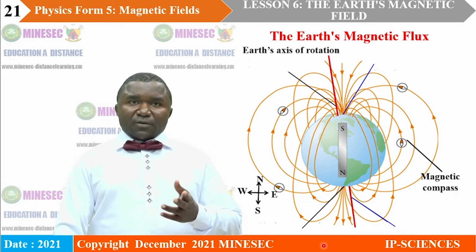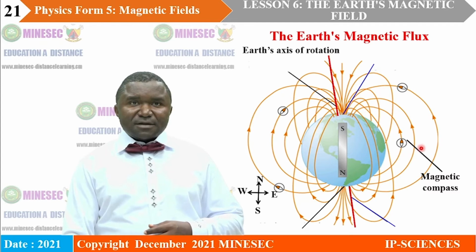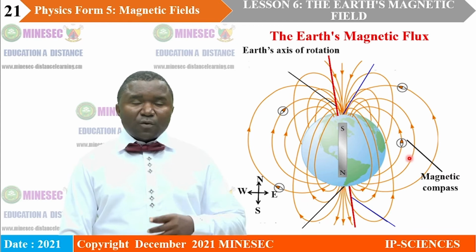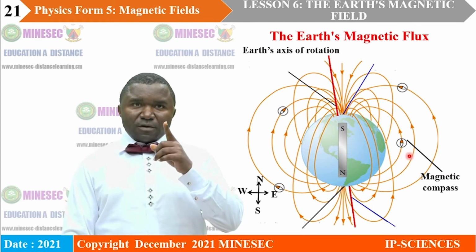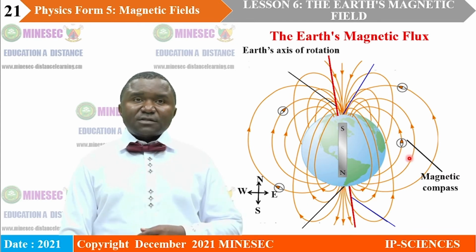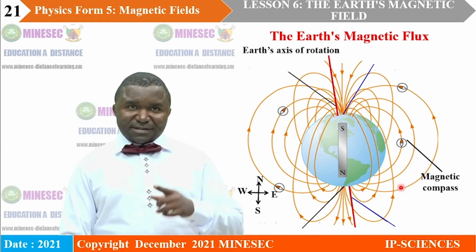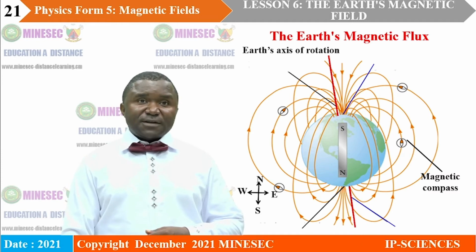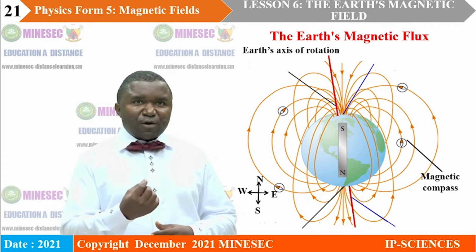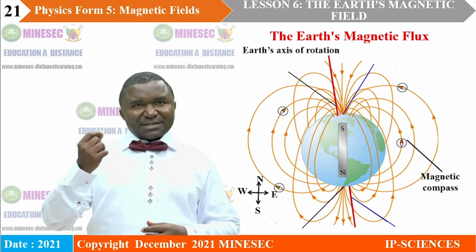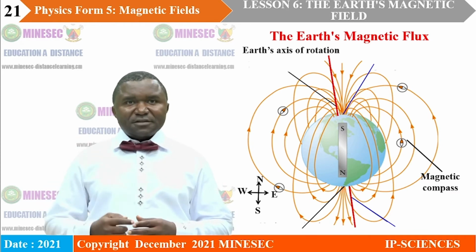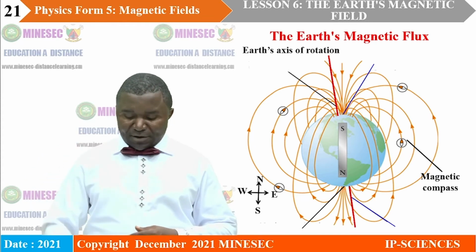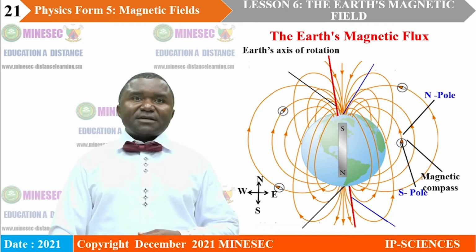So, a magnetic compass placed anywhere within this field will always have its North Pole pointing towards the North and its South Pole pointing towards the South. That is to say that the magnetic North Pole of the Earth will be attracting the South Pole of the magnetic needle, and the magnetic South Pole of the Earth will be attracting the North Pole of that same magnetic needle.